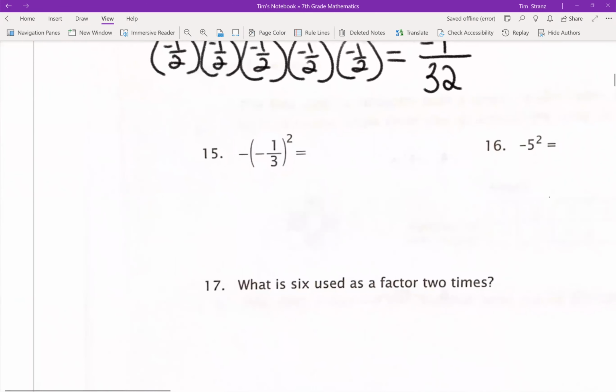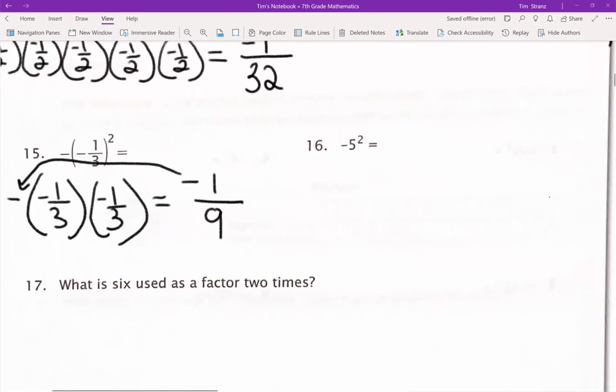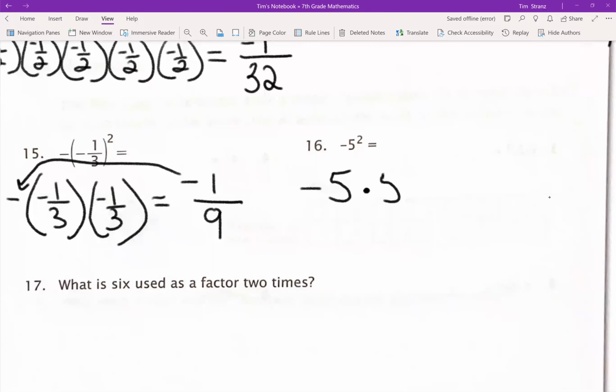Okay, number 15, we got the negative on the outside, but on the inside, we also have the negative. Okay, so let's just do the parentheses first. We got negative 1 times negative 1. That's going to be a positive 1. And then 3 times 3 is 9, but we have the negative on the outside. So that means that has to carry over there, and it's going to be a negative 1/9. And last one, number 16, no parentheses. So that means only the first one's going to be negative. Second one's going to be positive, which gives us a negative answer, though, of negative 25.